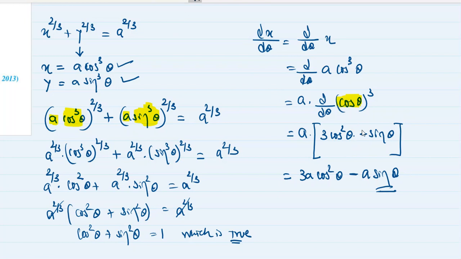See, it can be a mistake. So don't get confused over here. Let me just correct it. So this will become minus 3a cos square theta sin theta. So that is the value of dx by d theta.